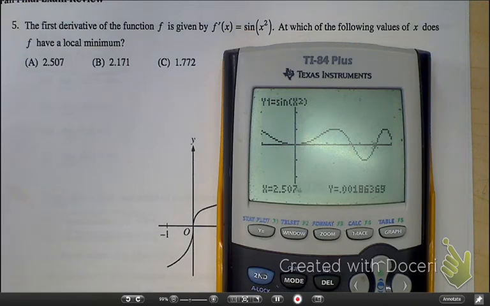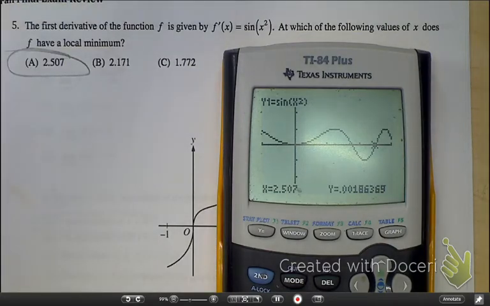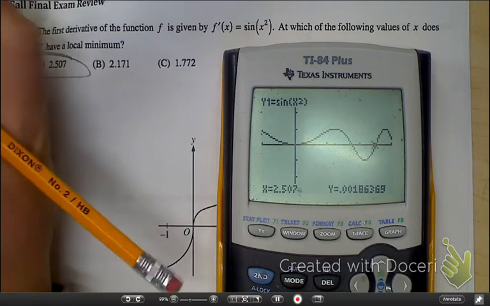2.507. And yes, in fact, that is my 0. So I'm going to go ahead and say I agree. That is the place where my function's equal to 0 and changes from negative to positive values.